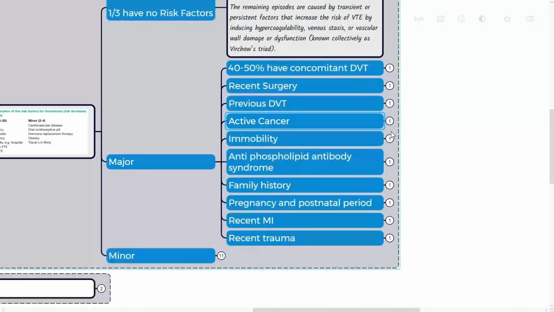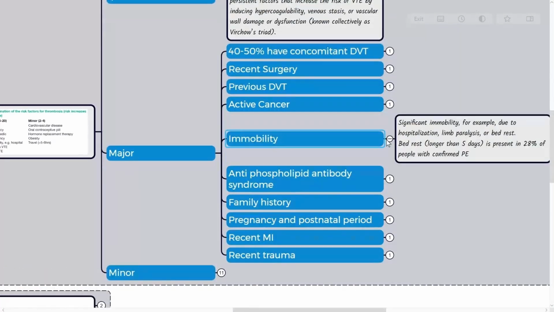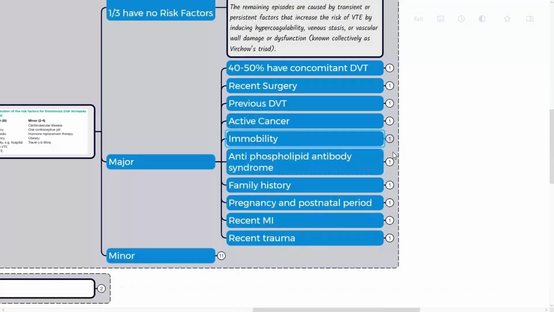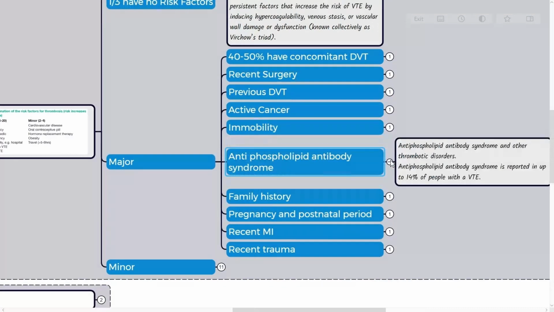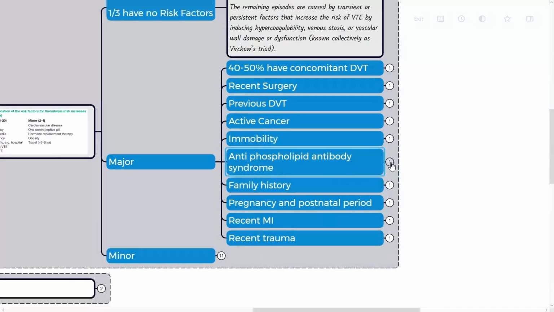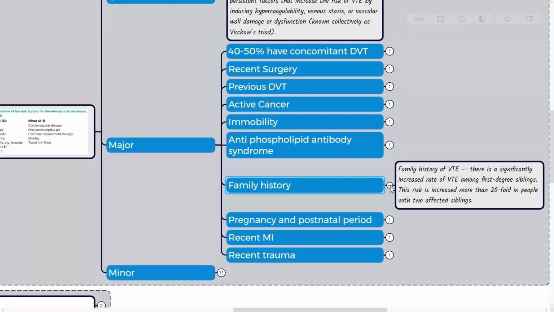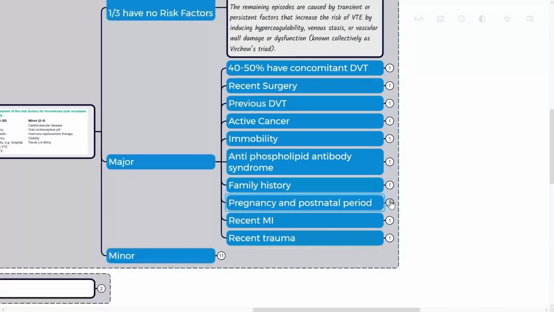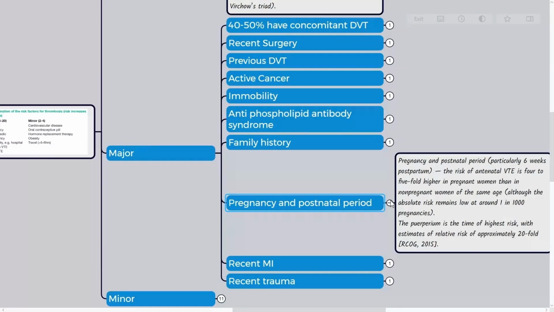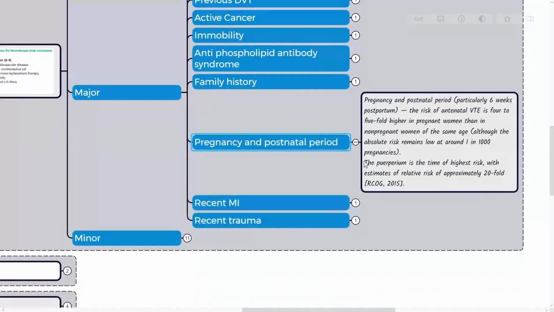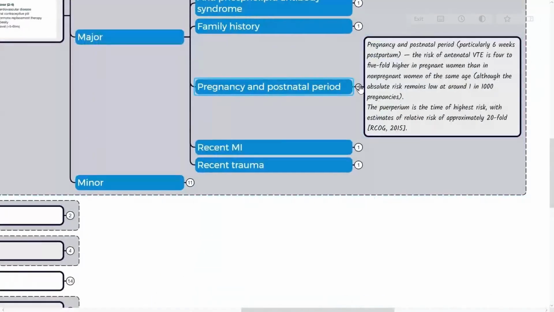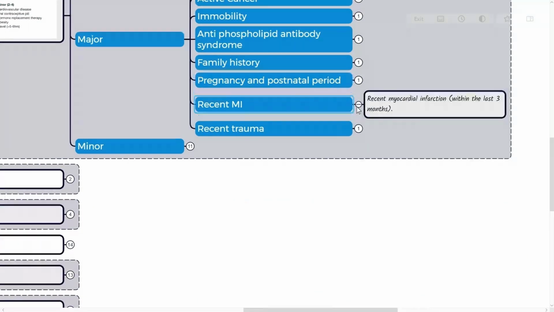Previous VTE. There is a lifelong risk of VTE recurrence after a first episode of PE. About 25% of people with PE have had a previous thromboembolic event. Active cancer. This is present in 22% of people with PE. Antiphospholipid antibody syndrome is reported in up to 14% of people with a VTE. Recent trauma or lower limb fracture. This is present in 11% of people with confirmed PE.